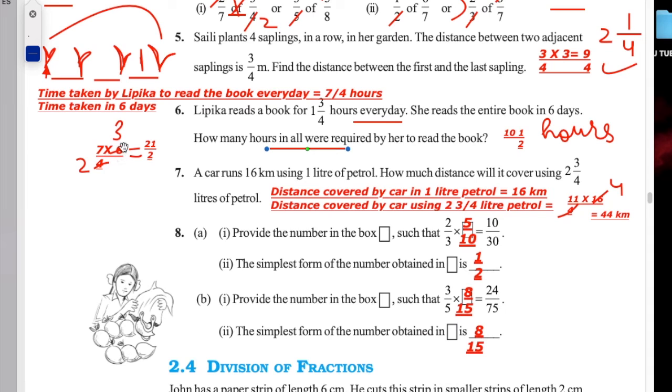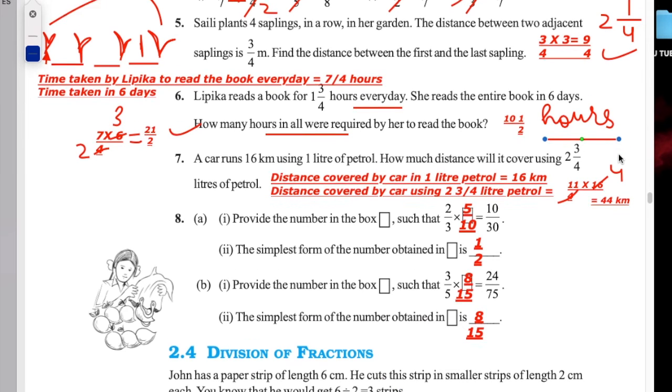You can cut this 4 and 6. 2 2s are 4, 2 3s are 6. So you will get 3 3s are 9 in the numerator, and in the denominator you have 2. So 9 by 2 is an improper fraction, and you know very well to convert this improper fraction into a mixed fraction. So it will be 4 1 by 2 hours. So this is about your 6th question.